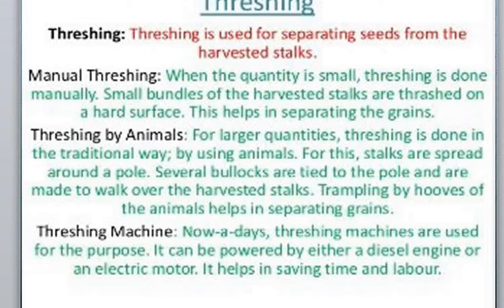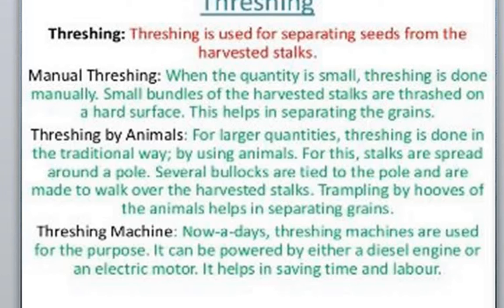Second, for large quantities, threshing is done in the traditional way by using animals. For this, stalks are spread around a pole. Several bullocks are tied to a pole and are made to walk over the harvested stalks. Trampling by the hooves of the animals helps in separating grains.